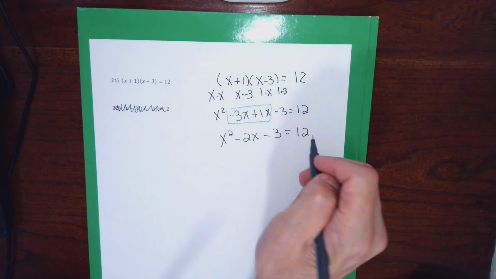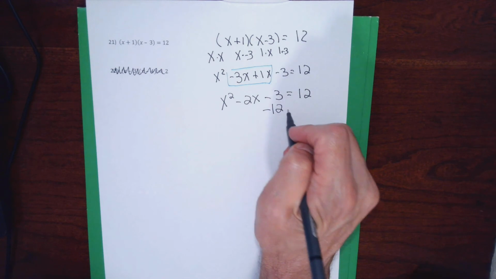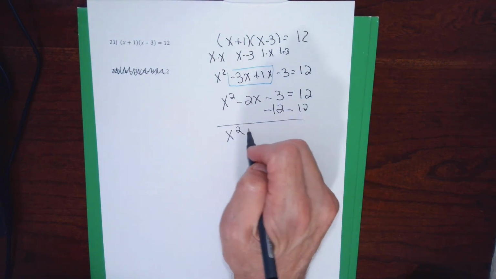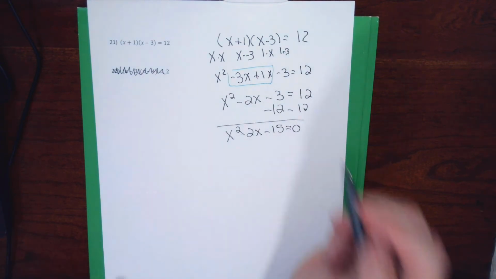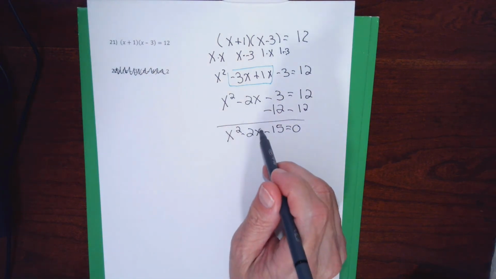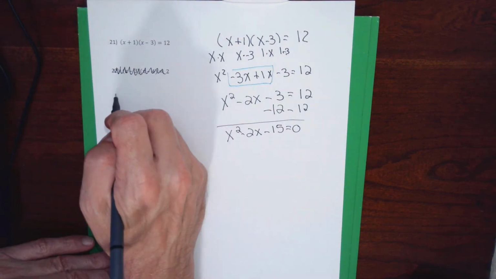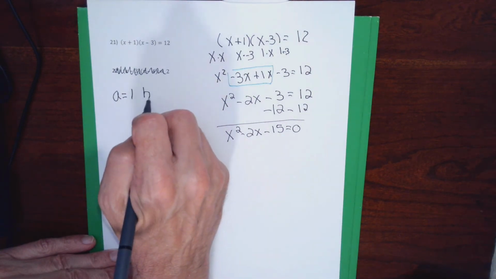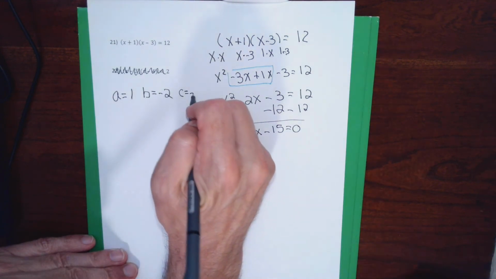Even closer yet to be ready for the quadratic formula, but the quadratic formula needs it equal to 0. So I need to do a boatload of algebra if I want to use the quadratic formula, because the quadratic formula is very particular. It wants exactly that form, a trinomial with a second degree term, a first degree term, and then a constant equal to 0. So for now, I'm going to plug off my numbers. My a is going to be 1. My b is going to be negative 2. My c is going to be negative 15.